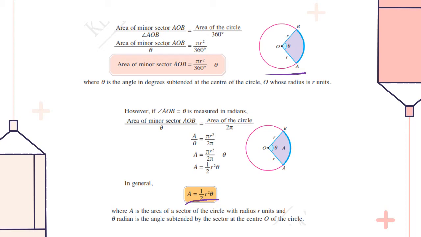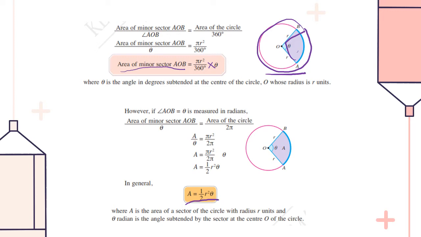Using the concept of ratio, the ratio of the area of minor sector AOB to the area of the circle is equal to the angle AOB to 360 degrees. By using this concept, we can derive the formula: area of minor sector AOB equals pi r squared divided by 360 degrees times theta, where theta is the angle in degrees subtended at the center of a circle whose radius is r units.